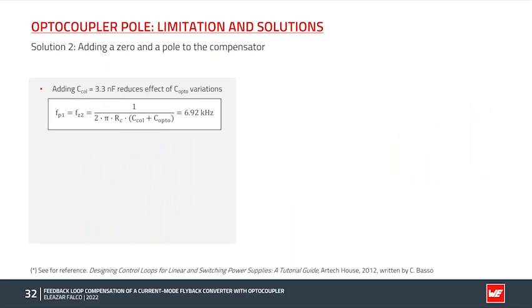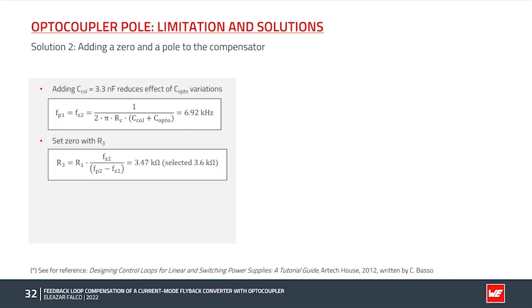Since the optocoupler pole will be cancelled by the zero, additional capacitance can be added at the compensator output. This has the advantage of reducing the effect of the optocoupler pole frequency variations, which are dependent on the optocoupler CTR and the collector emitter voltage. If we add a 3.3 nanofarad capacitor, the new pole frequency is 6.92 kHz.